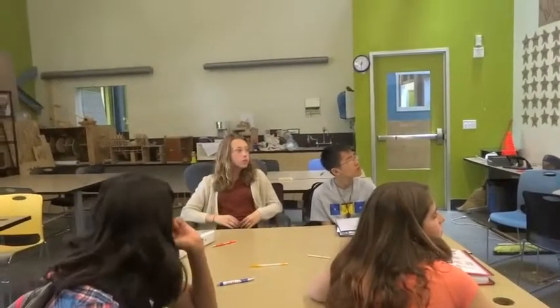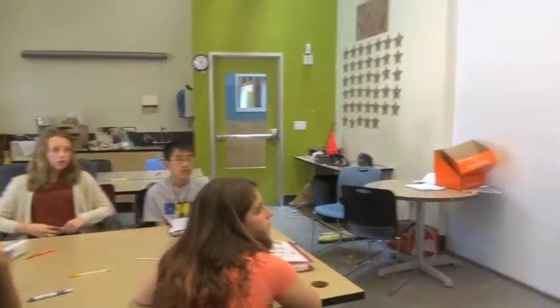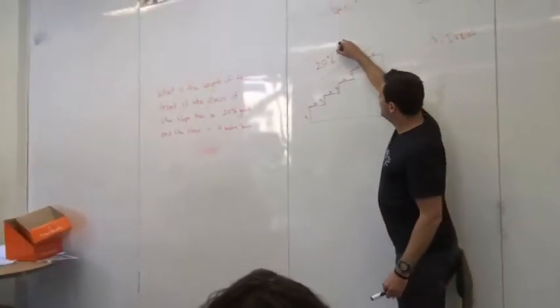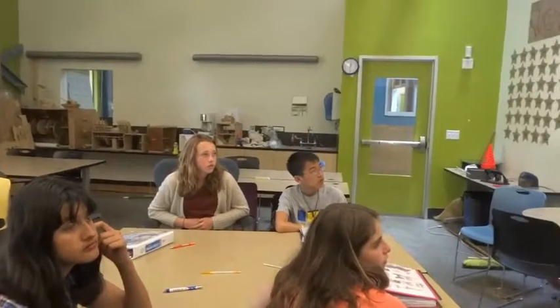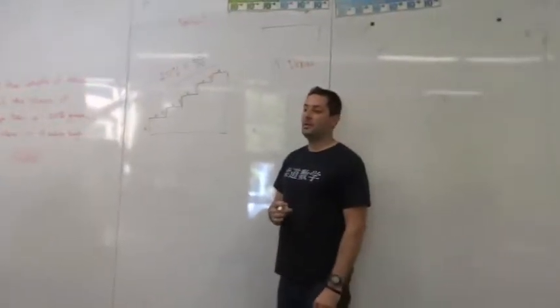Yeah. Well, you could put 20% into a fraction form so you can figure out what the rise and the run of each stair is. Okay, great. So let's put 20% in fraction form so we can find the rise and the run. So what is 20% as a fraction? 20 over 100, which goes into 1/5. Why is it 20 over 100? 20% out of 100. Right, percent is out of 100.